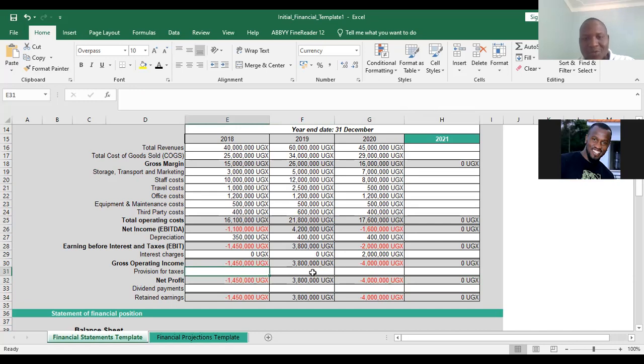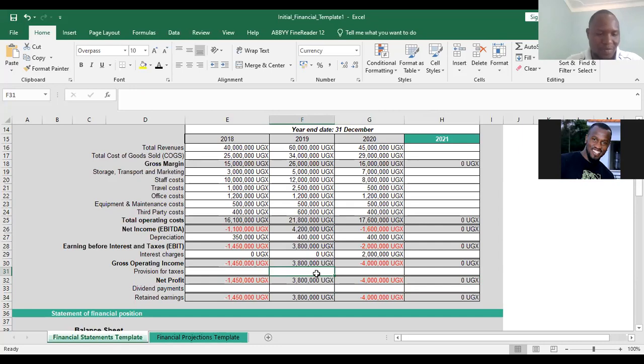Usually when you make a loss, you don't pay tax, but when you make a profit, you pay tax. So I'm assuming tax is 30%. I'm working on this sheet so that when I use another sheet, you will understand what a financial model is and what a typical template is. I'm taking us through this so that you can understand the difference between a typical template and a financial model.